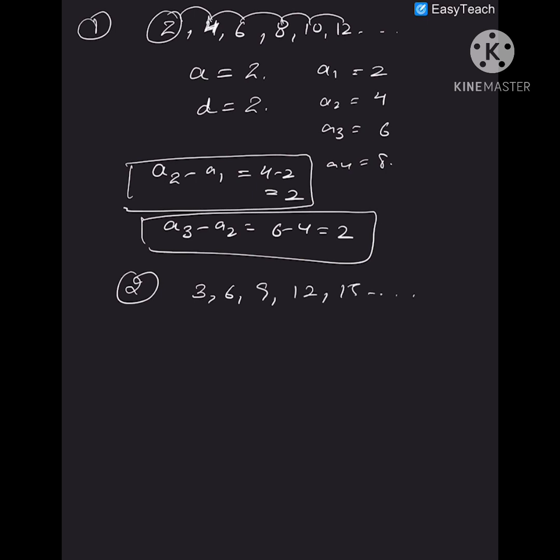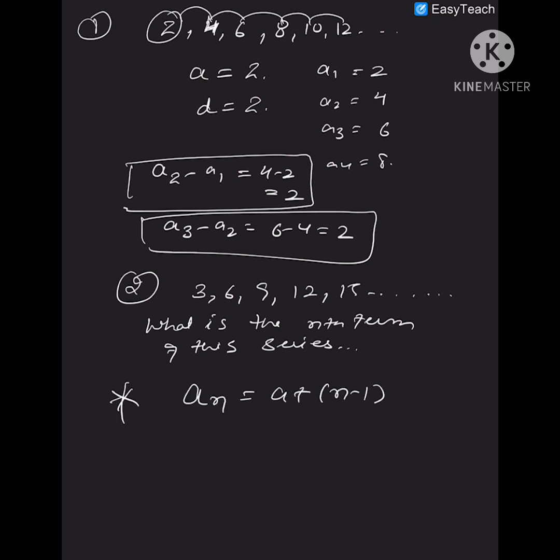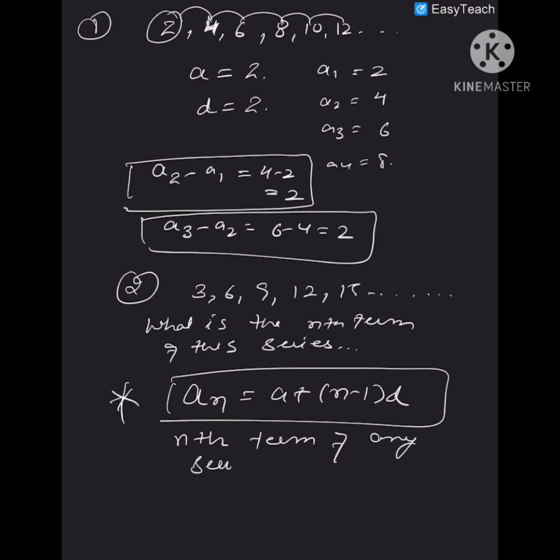12, 15 and so on. If we want to calculate what exactly is the nth term of this series, there is a formula for this. This is very important. The formula is a + (n - 1)d. This gives you the nth term of any series, provided that it has a fixed difference.